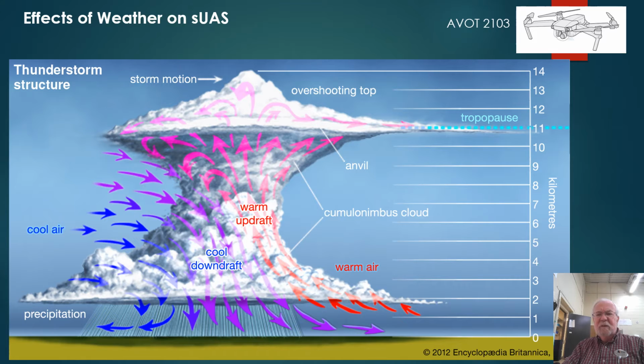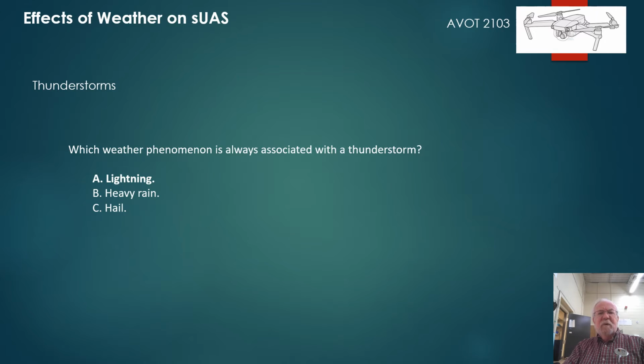That makes sense. So we have a typical question. Which weather phenomenon is always associated with a thunderstorm? Heavy rain, yeah, that's true. Hail, not always. But lightning is absolutely true. It may not be heavy rain, because there are mild thunderstorms, but you must have lightning, according to the FAA.